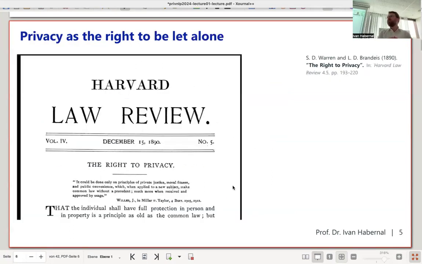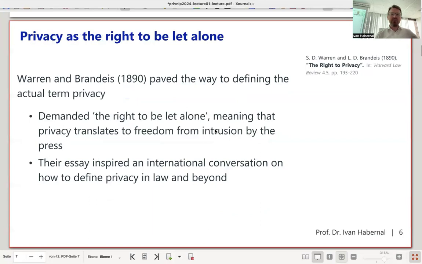It didn't start in 1890, but one of the first notions of privacy from the law perspective was by the authors Warren and Brandeis, who put this paper out in 1890 with the famous quote that privacy is the right to be let alone.